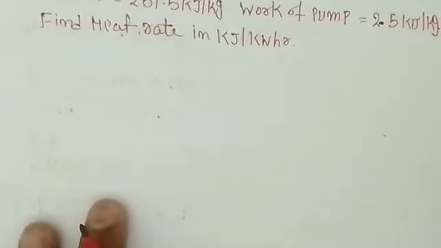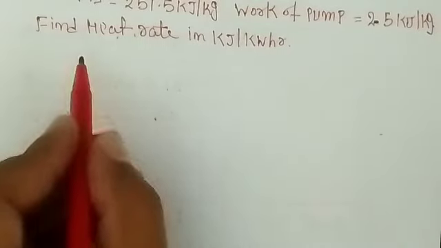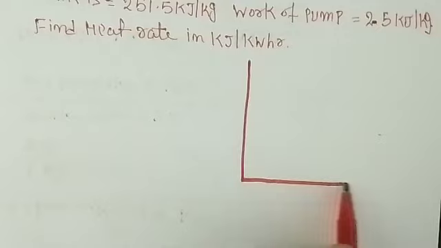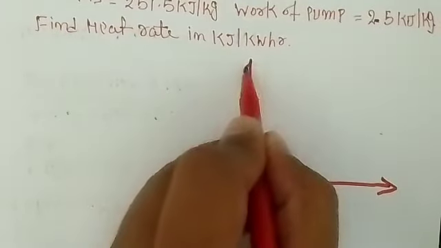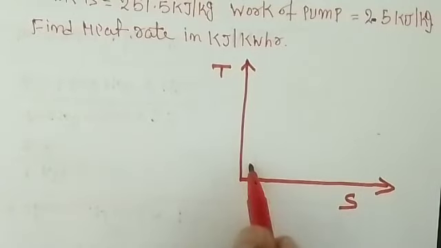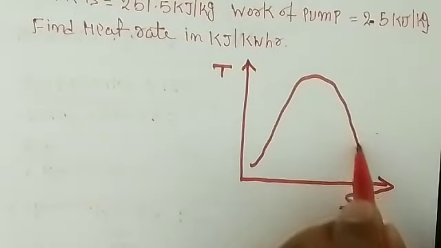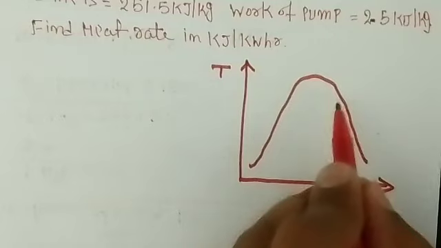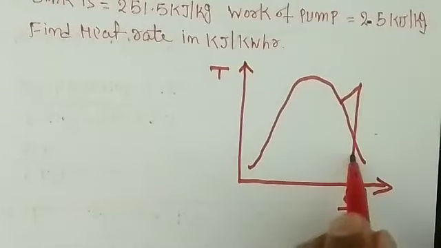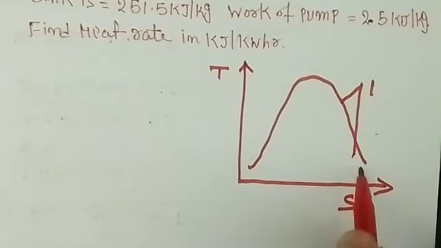So we can draw one T-S diagram for better understanding of this question. Let's say this is your temperature and this is your entropy, right. Then we draw the dome line, and let's say this is your superheated state only, right. So this is 1 and this is 2.